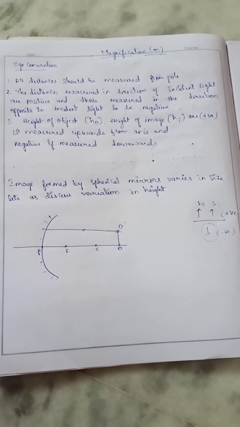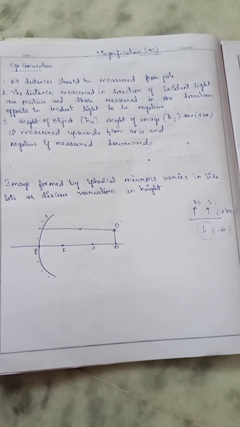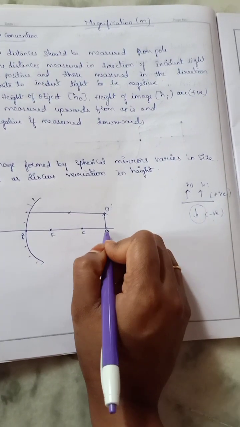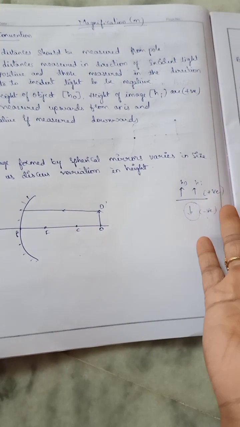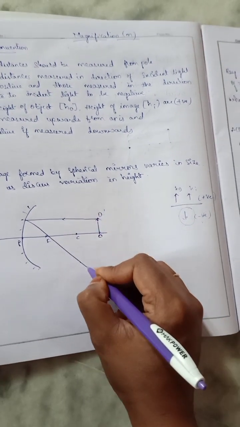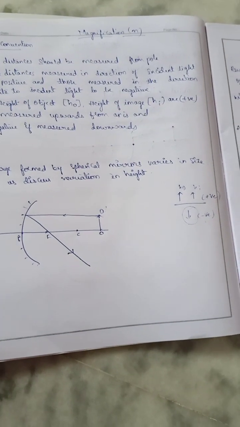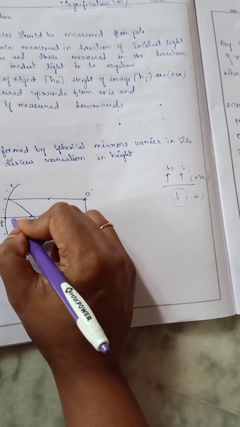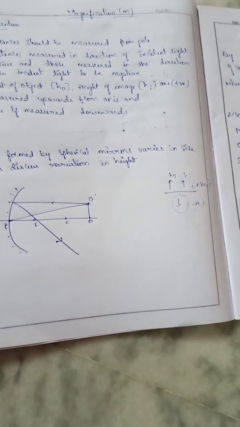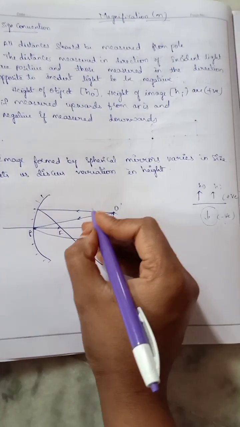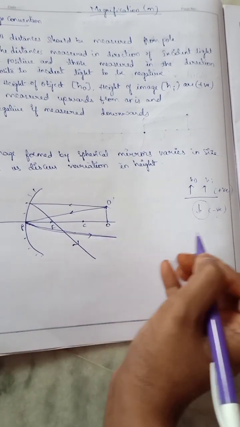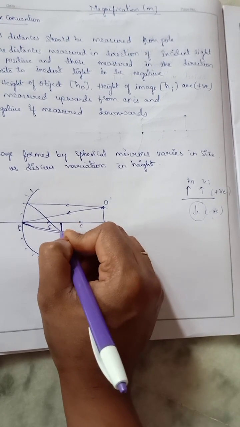Let me show you an example of how the formula came about for a concave spherical mirror. Think this is the object. You already know the rules: the incident ray parallel to the principal axis passes through the focus. This is how it is going to form. And the second one is like this. They just cross like this, and here you get the image formation.